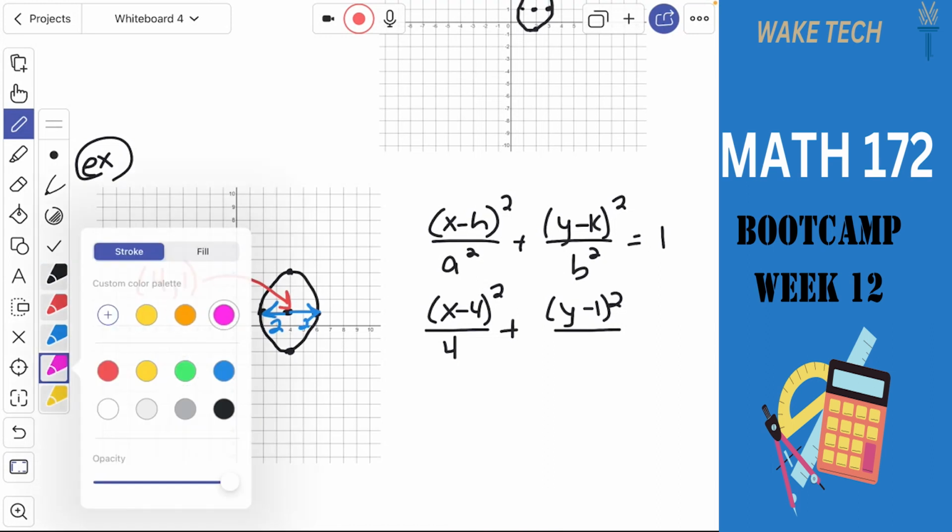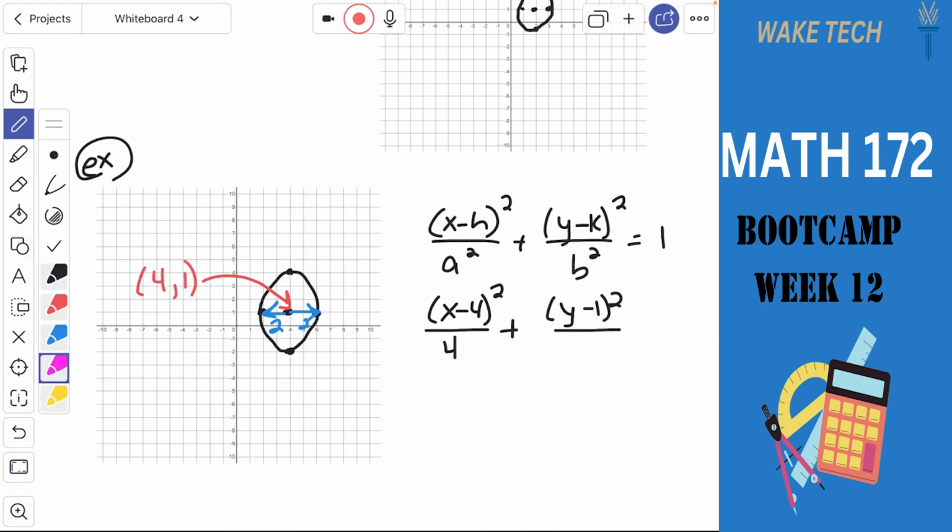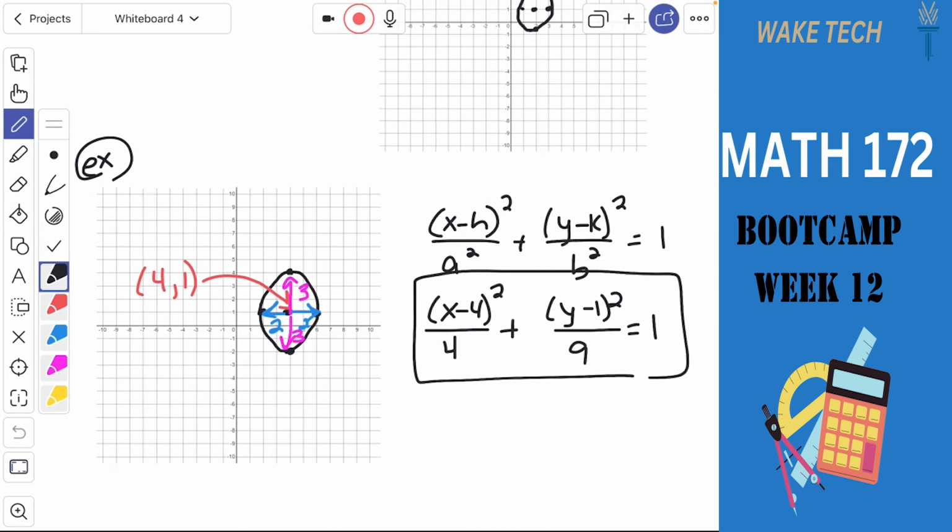B tells us how far from the center to go up and down. 1, 2, 3, 1, 2, 3. We're going up and down 3. The square of that, though, is 9, and that's what goes in the denominator. So if you're writing the equation from a graph, it's just a bunch of counting. There's no calculations. The one thing we do is square the a and b values, but it's mostly just counting, which is kind of good. That's a type of question you'll see this week too.